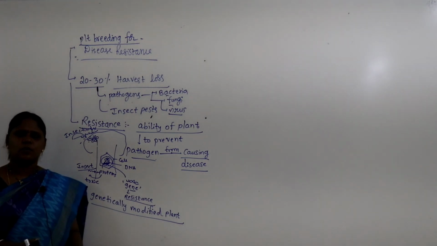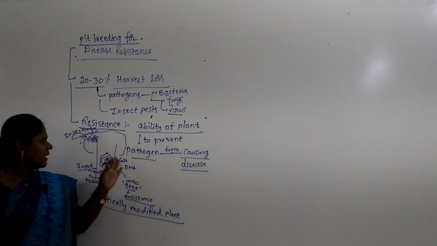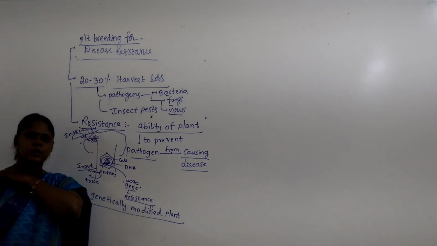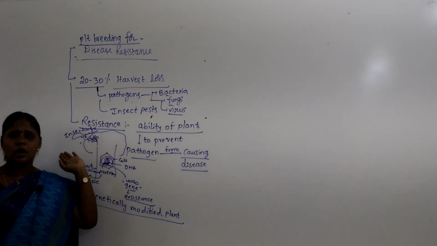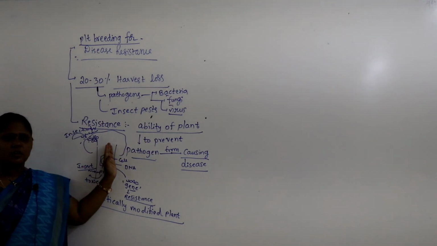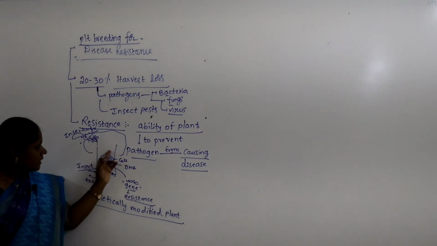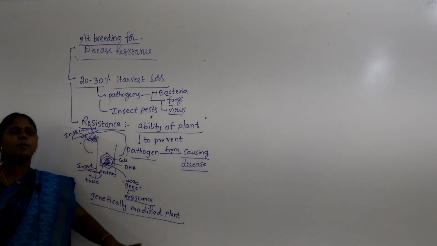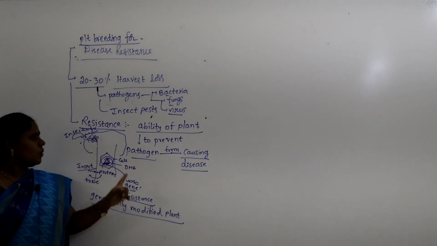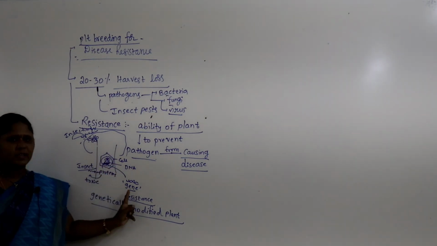Then what should I do? I can't go and stay beside the plant, watching that no insect comes, no pest comes. So I want my plant to take care of its own grains. The plant itself must protect its grains and its yield. How is it possible? Only by modification of the gene.